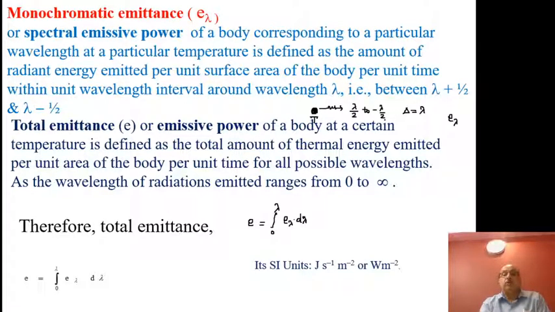Its SI unit will be watt per meter square or joule per meter square per second. It is energy per second per meter square. Now this is for the complete range of wavelength.